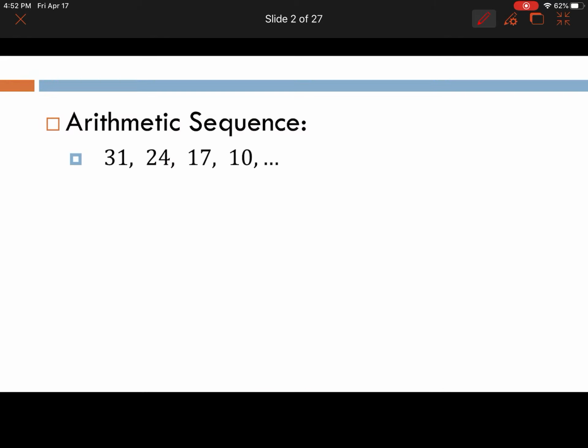So last time we talked about an arithmetic sequence, and you remember that each time there was a certain amount. So from here to here, we subtracted 7. We subtracted 7 again. From here, we subtracted 7 again, and so on, right?